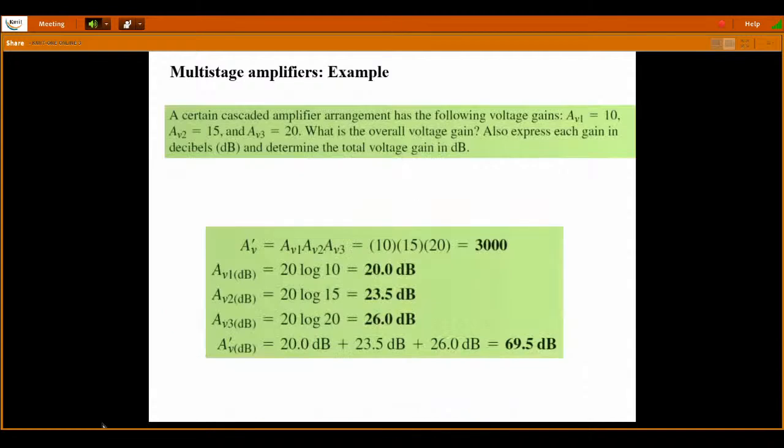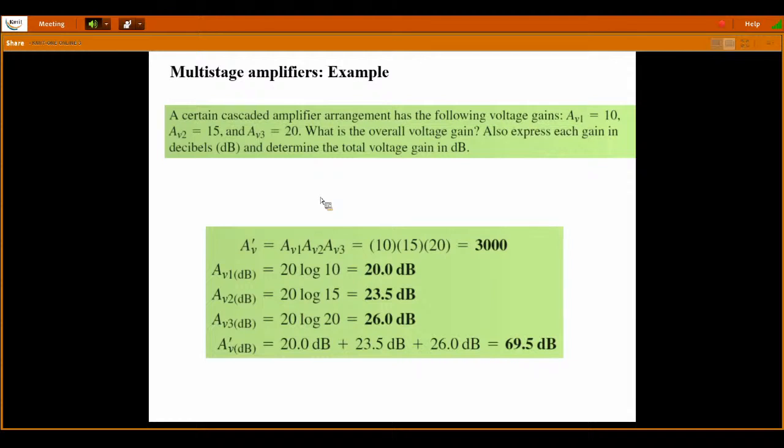Next, I'll take a simple example. I have a cascade amplifier arrangement with voltage gains: the first stage AV1 equal to 10, the second stage 15, and the third stage 20. What is the overall voltage gain? Since the multi-stage amplifier has 3 cascaded stages, the next task is also to express each gain in decibels and determine the overall voltage gain in decibels.